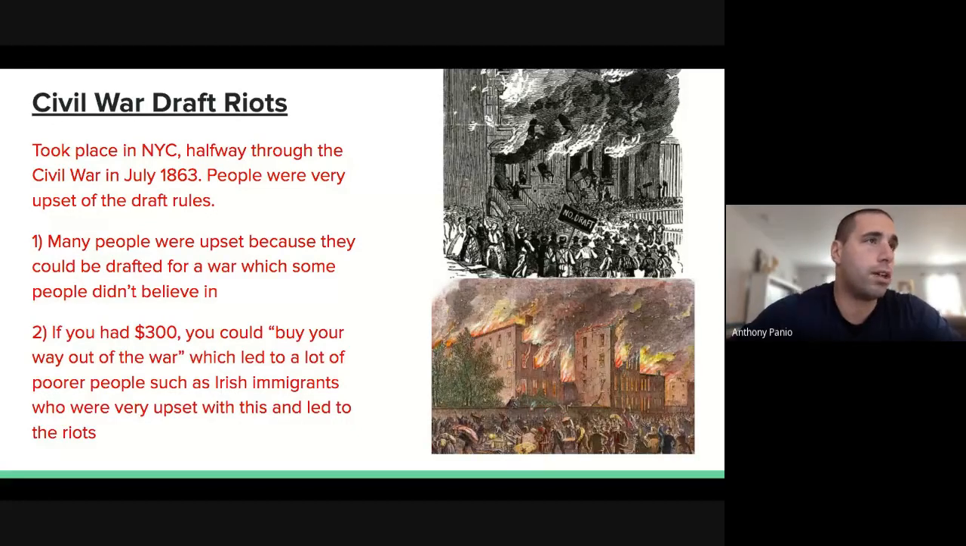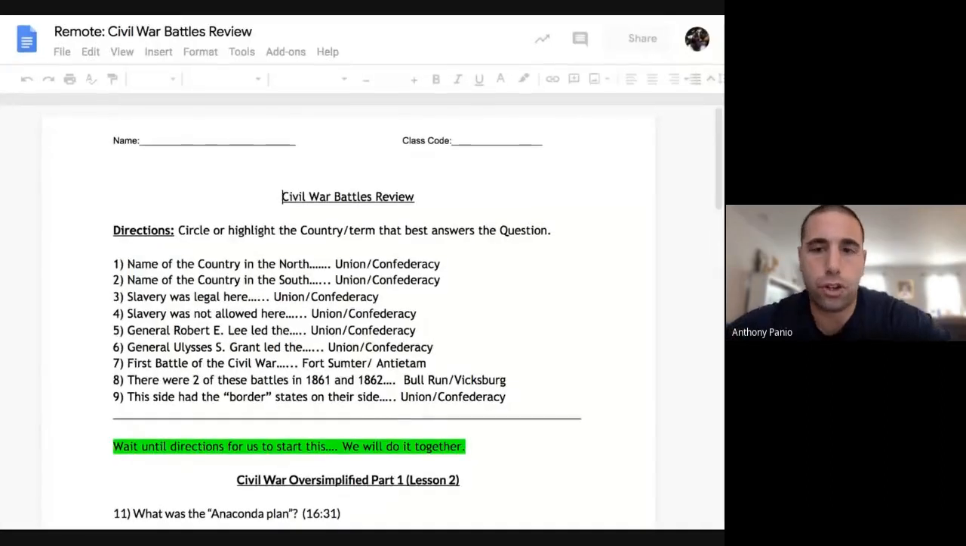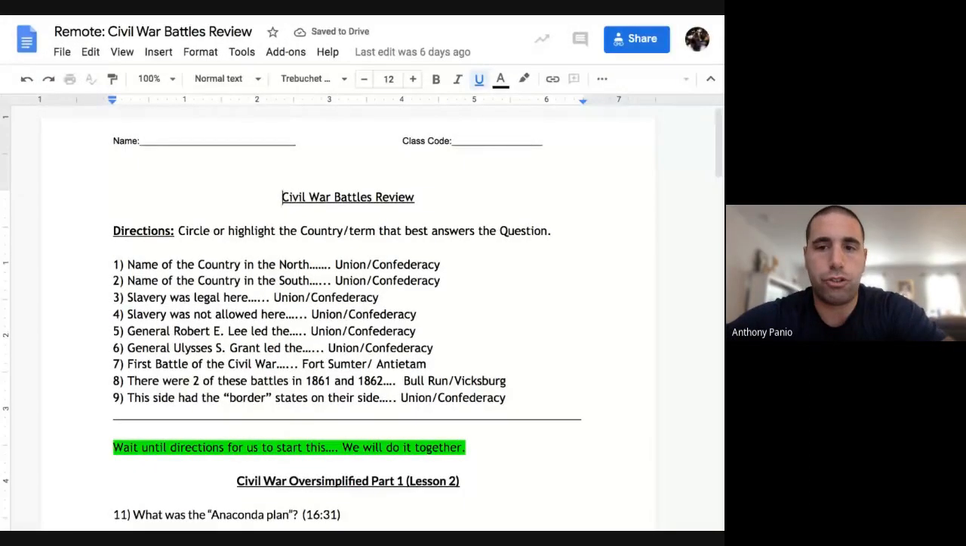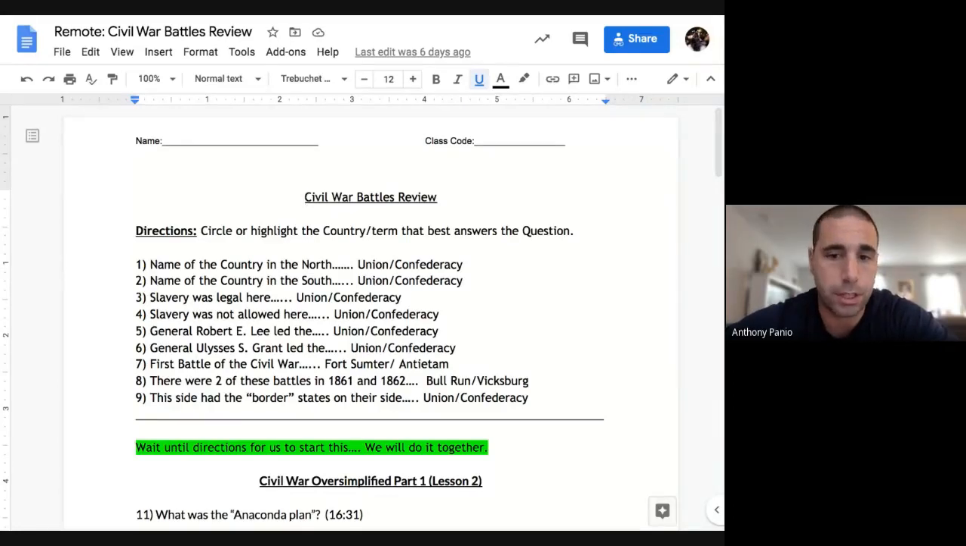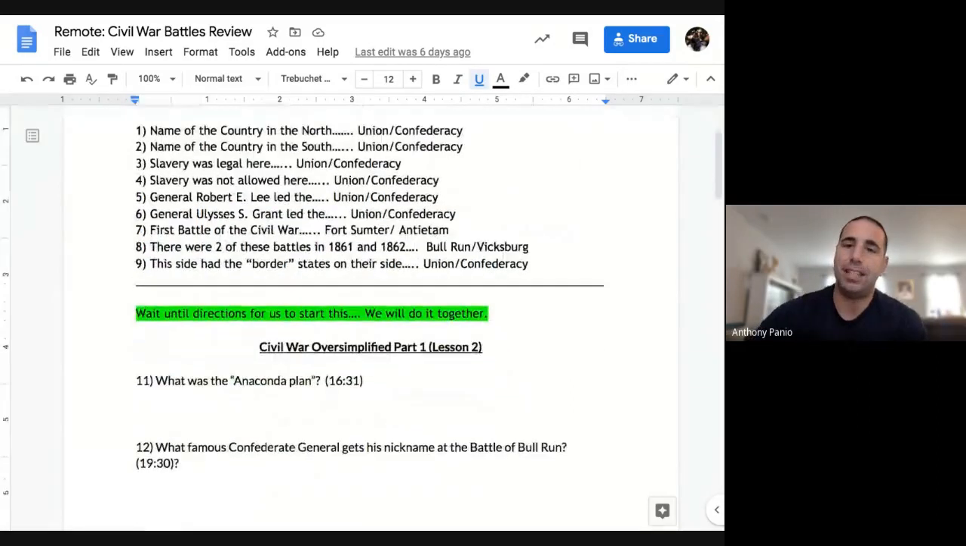All right, so the questions, it says circle or highlight. We're on the Google Doc right now, so just share it. It says circle or highlight the correct answer that best answers the question. So again, very basic stuff to start here. Just highlight or circle. This is just a quick check-in from the last few lessons that we worked on with the Civil War. All right, now we're going to look at more of the details of the battles.